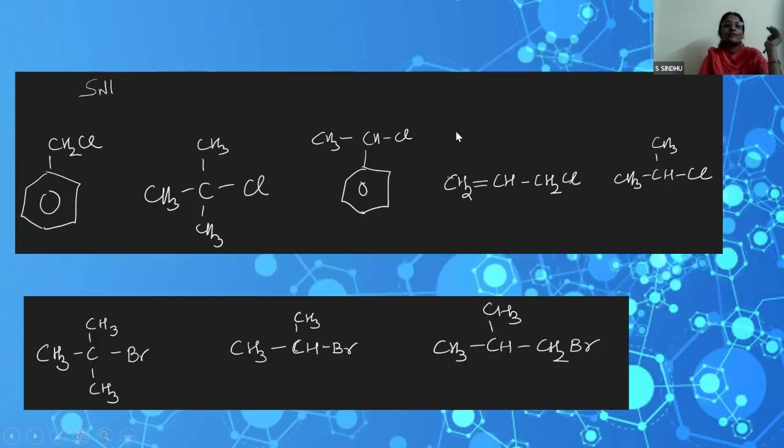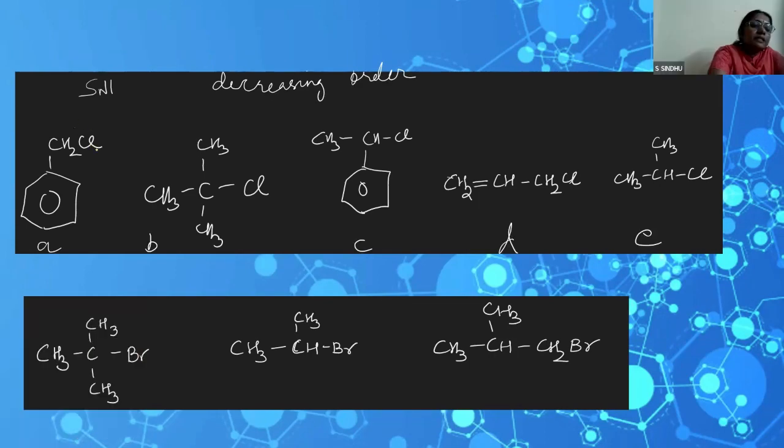I just have this question. Could you all try out the first set here? Could you rate them in decreasing order of SN1 reactivity for these species? Benzyl carbocation, we get a carbocation here. Yes, ma'am. So this is benzylic and this is a tertiary carbocation.